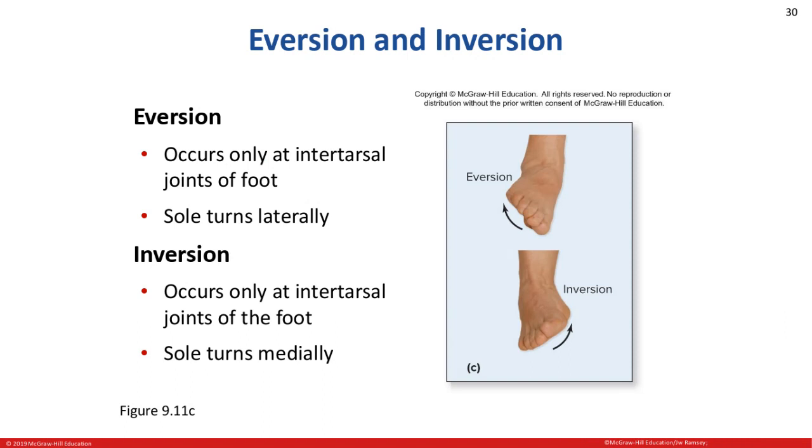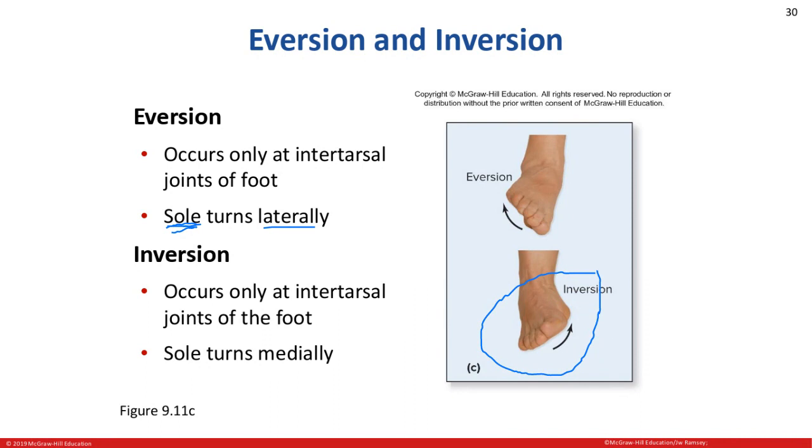All right, eversion and inversion. The most common type of ankle sprain is an inversion sprain, and that's because you turn the inside of your foot, the bottom of your foot, inwards. When we talk about eversion and inversion, we use the sole at the bottom of your foot as our reference point. So if you want to put your foot into eversion, turn your sole out. It's hard to do. We don't really have very good eversion.